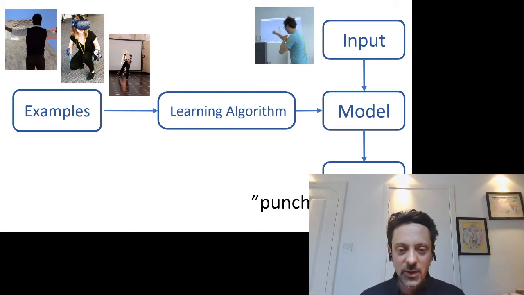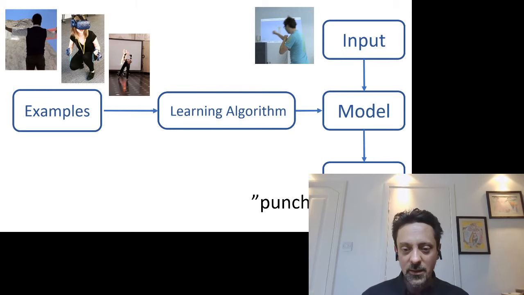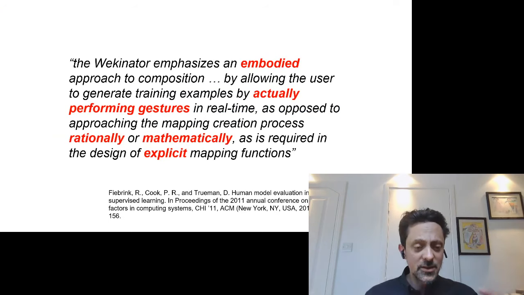Oh, I'm just seeing I'm blocking. That says punch. The output of the model is punch. So that's the general idea, and what that does is it lets you recognize movements that are too complex to recognize with simple code.